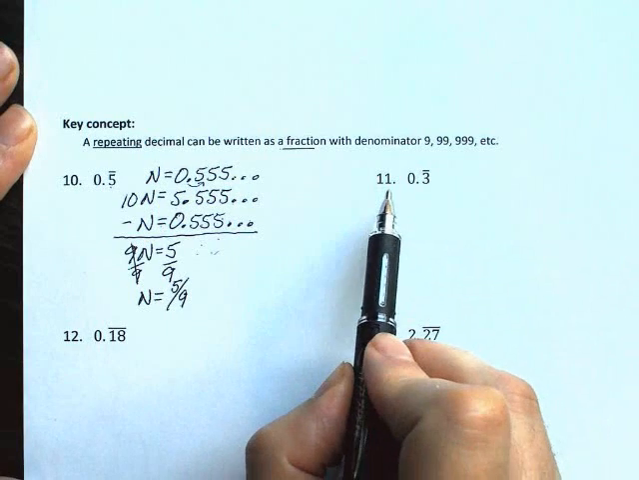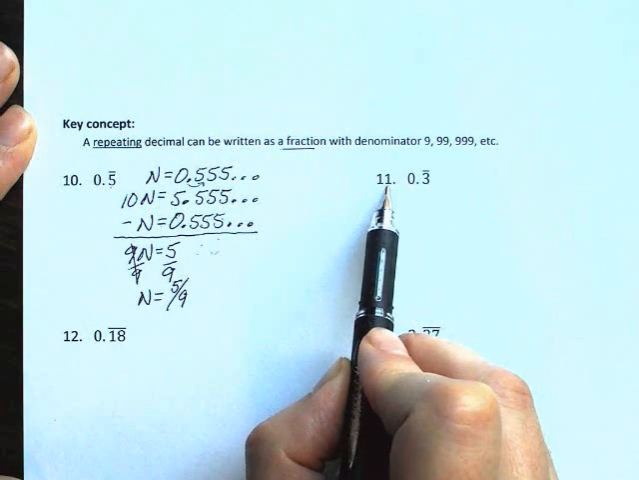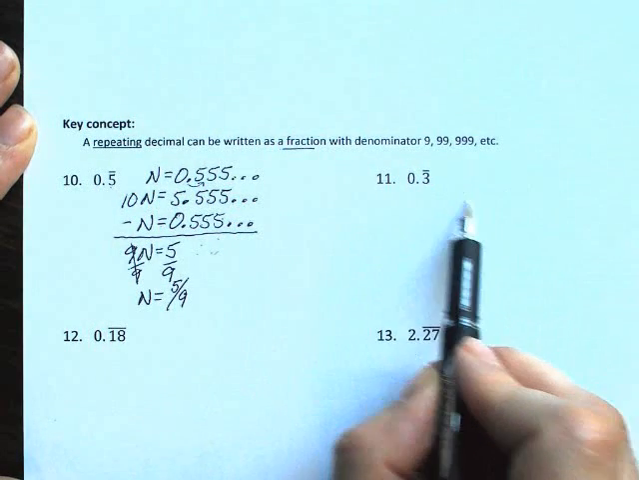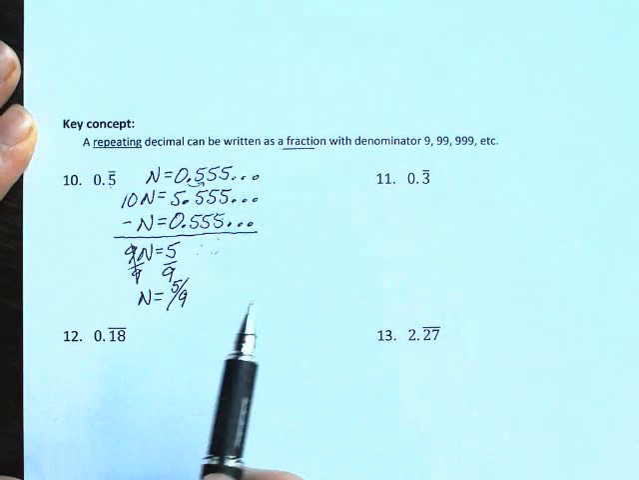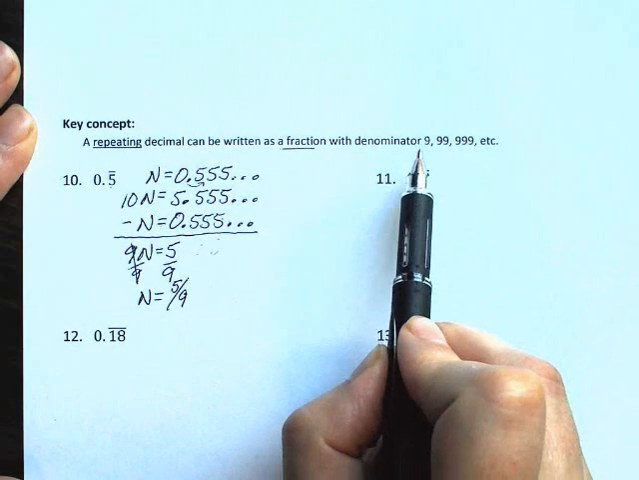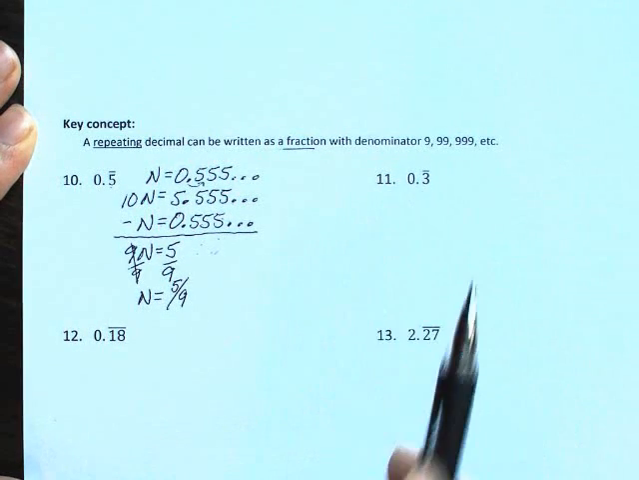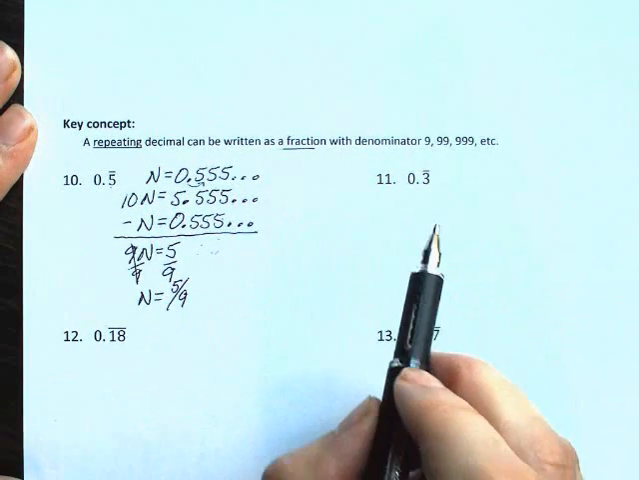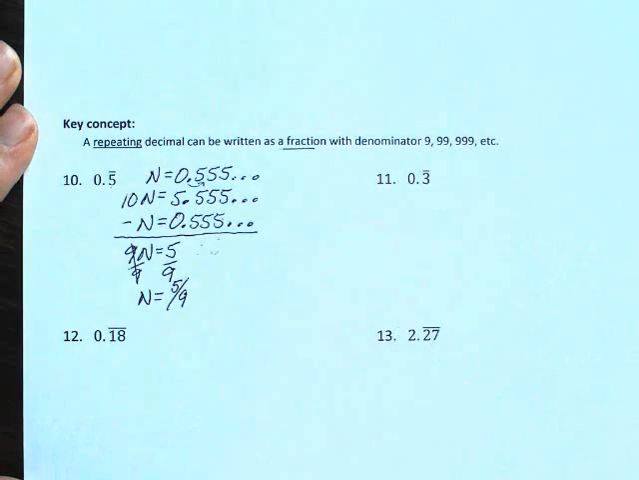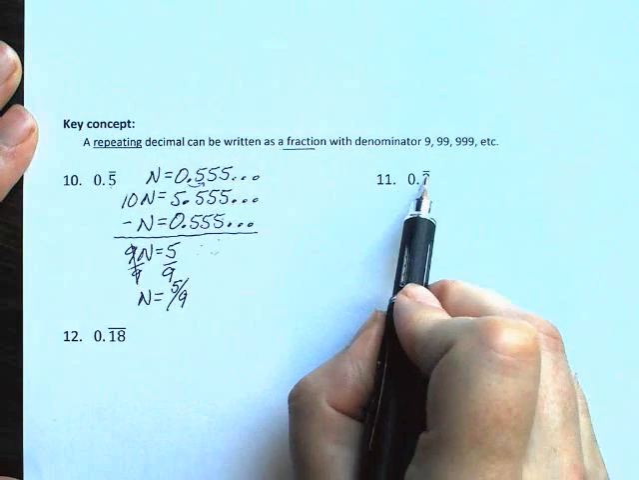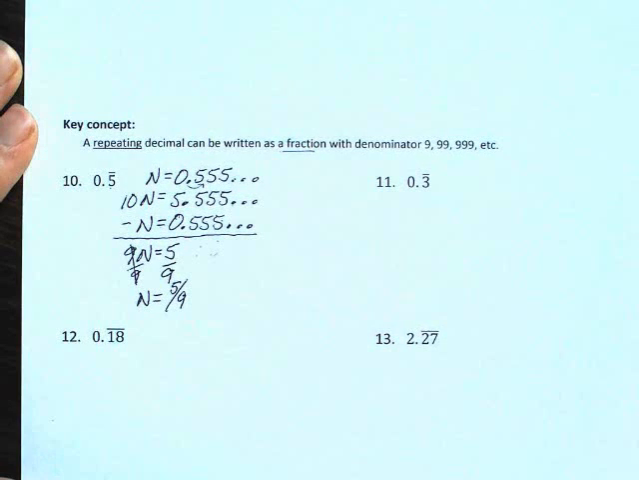Now I'm going to ask that you try number 11 on your own, not by doing the algebra out, but by deciding what would be an appropriate denominator to use for this decimal. So look at the key concept and come up with a fraction for this decimal.